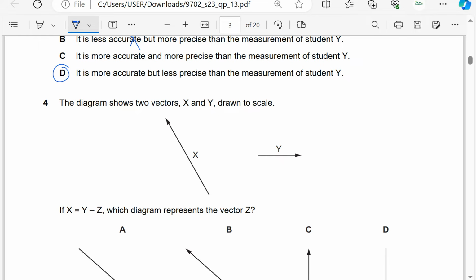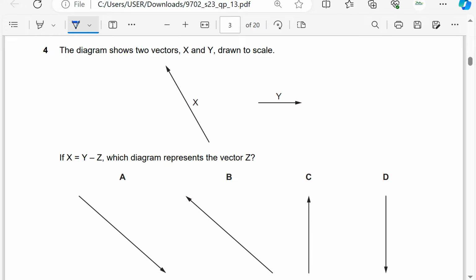The diagram shows two vectors, X and Y, drawn to scale. These vectors are drawn to scale. If X equals Y minus Z, which diagram represents the vector Z? X is Y minus Z. Okay, I'll just try to manipulate this. X is Y minus Z. So I keep Y in the same direction and I reverse Z.